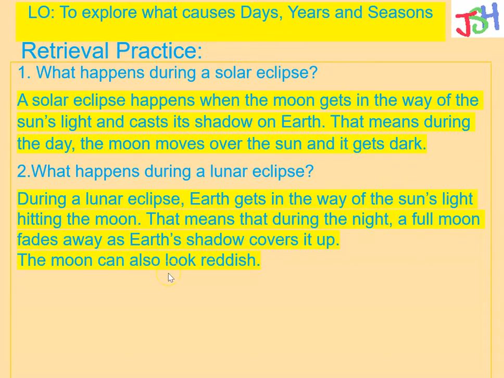Please get your green pen to mark the answers. First question, what happens during a solar eclipse? So a solar eclipse happens when the moon gets in the way of the sun's light and casts a shadow on Earth. That means during the day, the moon moves over the sun and it gets dark. And this only happens during the new moon.